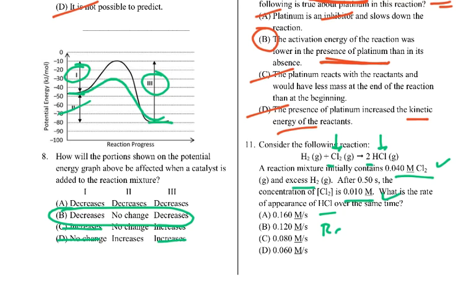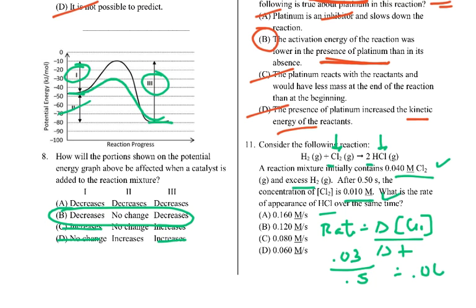By definition, rate is the change in the concentration, in this case chlorine, over the change in time. We went from 0.04 to 0.01, so that's a difference of 0.03 moles per liter, and that's happening in 0.5 seconds. So if I do 0.03 divided by 0.5, I'm going to get 0.06. Now that is the rate of my chlorine, but HCl is going to have a rate of change twice that because it's 2 to 1. So I'm looking for 0.12 as my answer. There it is. Answer B.